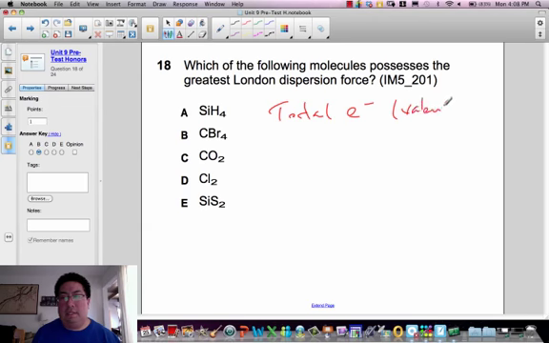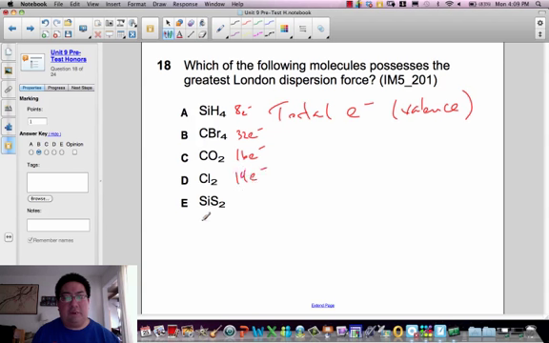I wasn't sure if you knew that. So if we look at SiH4, we have 4 from the H's, 4 from the Si, so there are 8 electrons, 8 valence electrons if you count both the Si and the H's. For carbon, we have 4 and then 7 for each Br, so 28 plus 4 is 32 electrons. For carbon dioxide, it's 4 plus 12, so that's 16 electrons. For Cl2, that's 7 times 2, so that's 14 electrons.